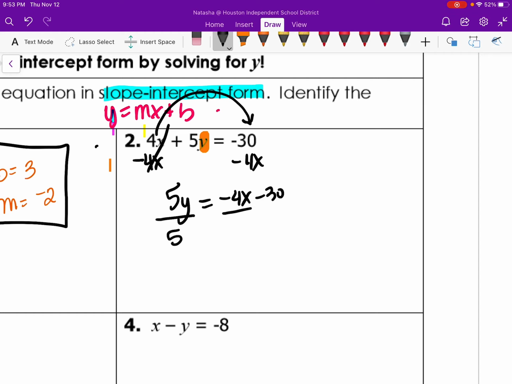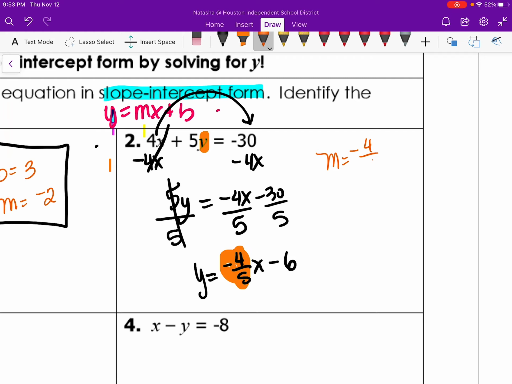Now, the rule with equations is I must do it to basically every term that's in our equation. This y cancels out. That leaves me with y is equal to negative 4/5 x minus 6. Okay, now that means my slope is going to be the coefficient with x.